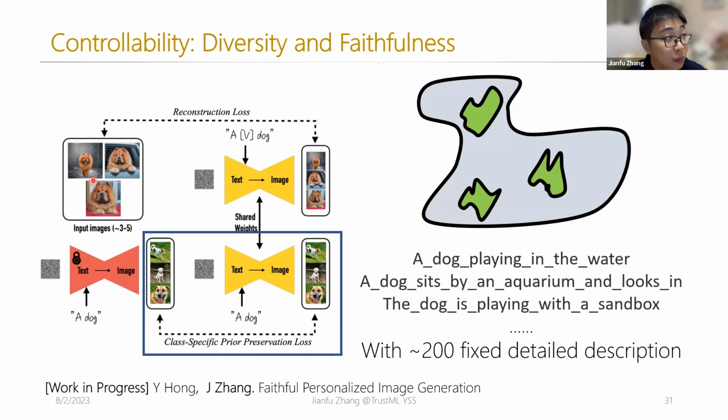So that's why faithfulness is very important, because if the user inputs dog A and we generate a dog B, then we fail to generate personalized images.